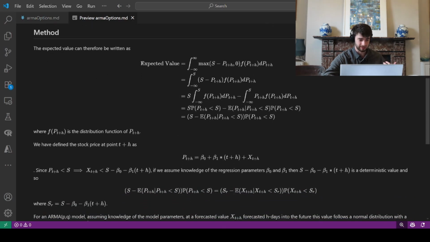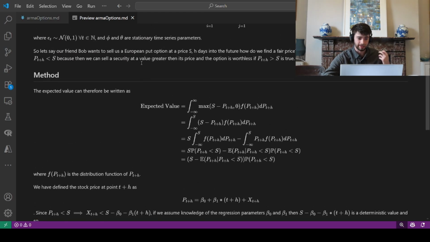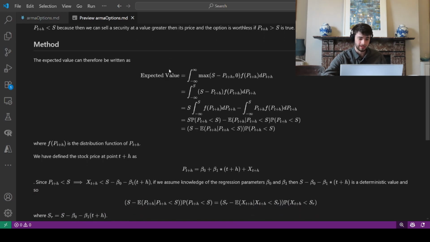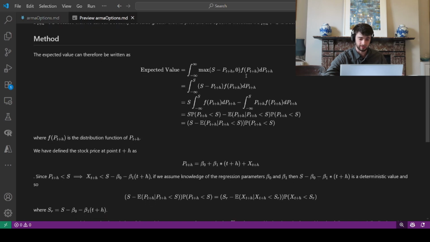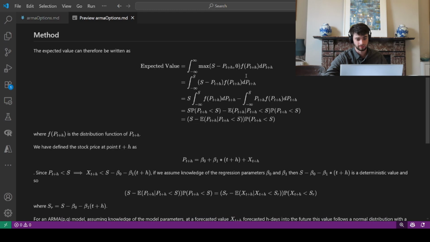So I've basically written an equation here for the expected value of an option, and it basically works like this. So this is basically the value of the option given the price of the asset and the strike price. And this is the density function or probability density function of the asset. And we basically integrate over all possible values of the price at a time t plus h.